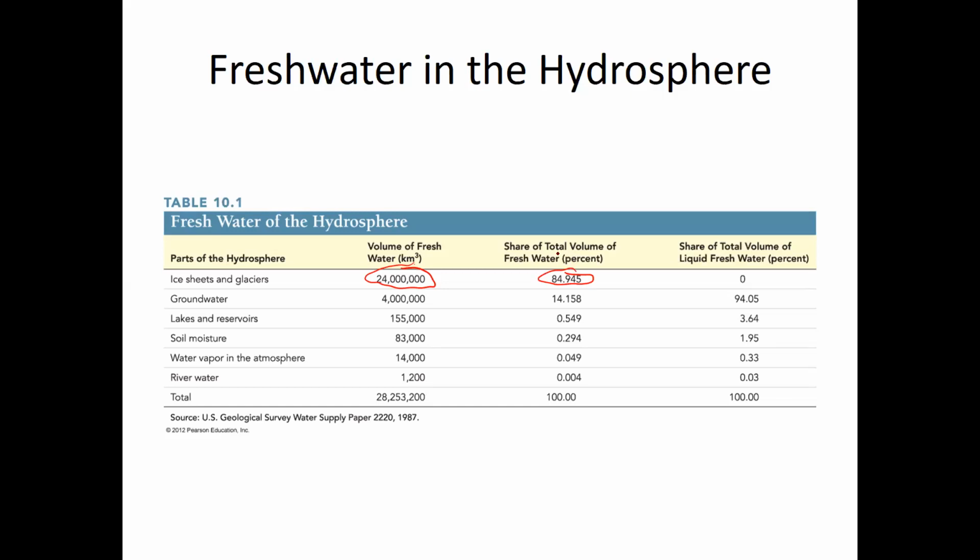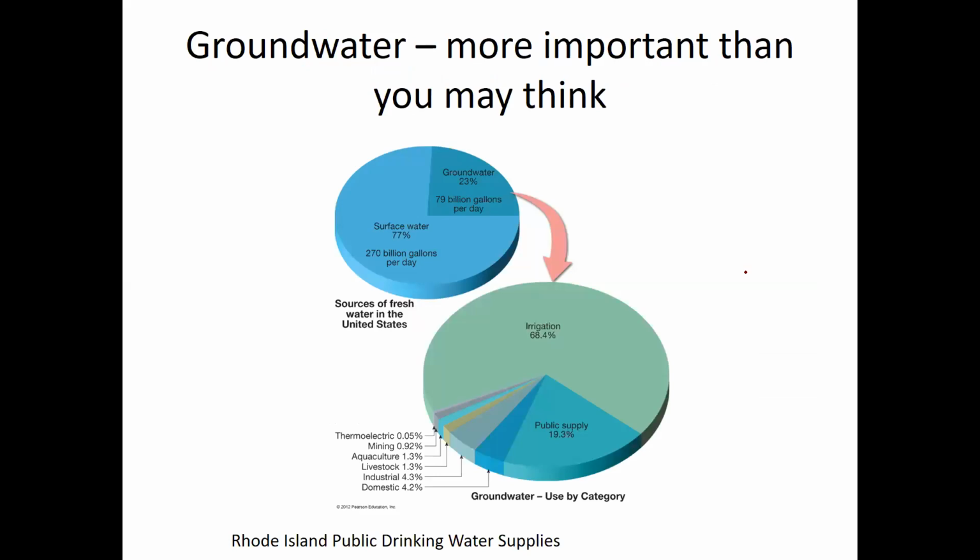However, if you look at liquid water, or at least non-frozen water, groundwater at 4 million cubic kilometers is 14% of the total fresh water on the planet. And if you ignore the ice sheets and glaciers, groundwater makes up 94% of fresh water on the planet. So groundwater is the largest source of readily accessible fresh water on the planet, which makes it a critical resource. Groundwater, though it's out of sight, sometimes out of mind, is more important than you may think.